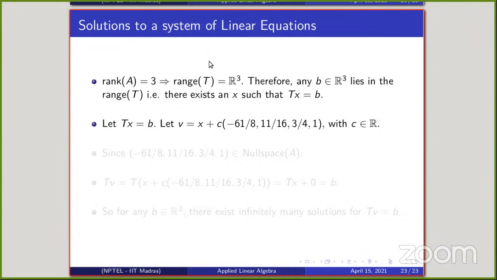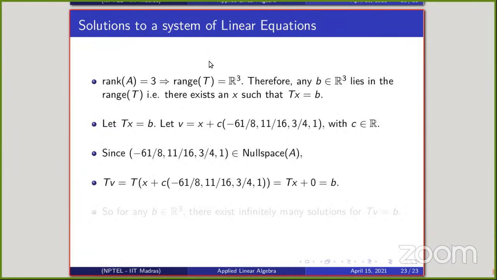So let X and B be such that Tx is equal to B, and let V be a vector of the form X plus some constant times the vector -61/8, 11/16, 3/4, 1. This vector lies in the null space of the operator T, and this constant is a real number. So there will be infinitely many V's of the form X plus C times this vector. Now if we apply the linear map T on V, we get T times X plus C times T of the null space vector, which is again Tx plus 0 equals B.